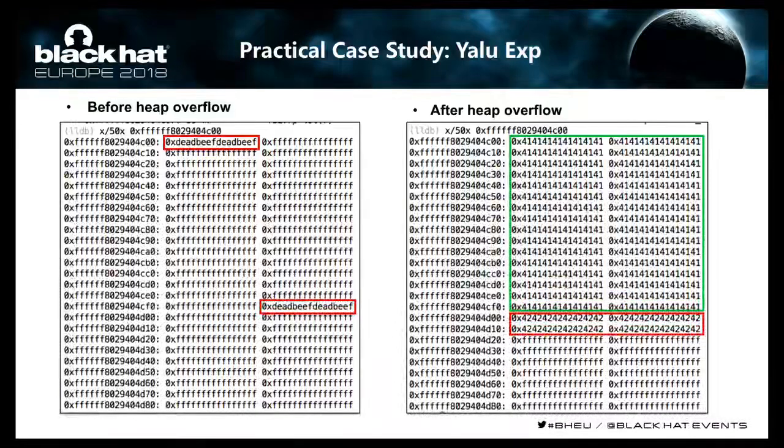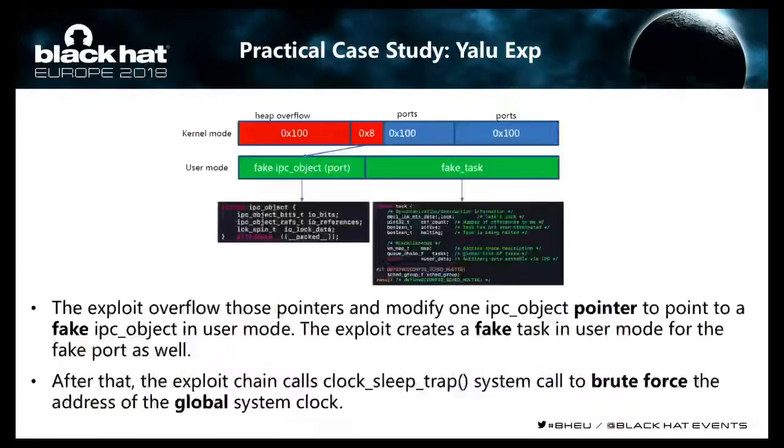By using this vulnerability, it is easy for us to overflow pointers of IPC port object inside an OOL Mach message. The exploit overflows those pointers and modifies one IPC object pointer to point to a fake IPC object in user mode. The exploit creates a fake task in user mode for the fake port as well.